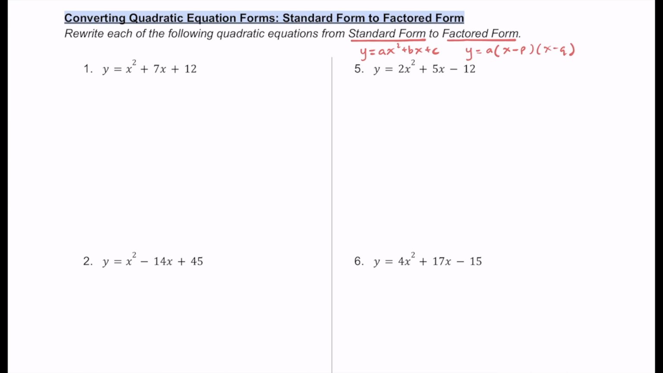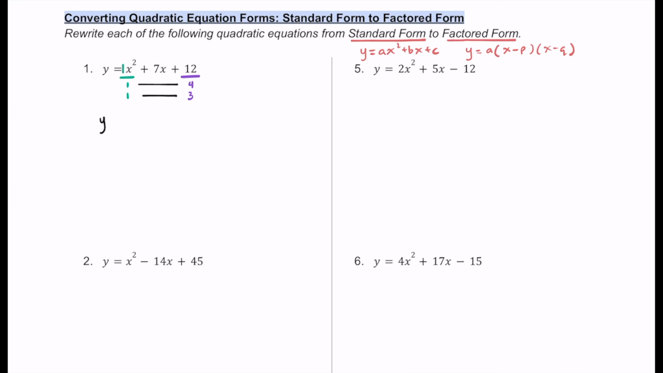So for number 1, we have y is equal to x squared plus 7x plus 12. It's nice that our a value is 1 here, so the factors of 1 are going to be 1 and 1, and the factors of 12 that add to get to 7, I'm going to go with 3 and 4 here. Okay, so if we pair these up, 1x times 4 is 4x, 1x times 3 is going to be 3x, 4x plus 3x does get us 7x.